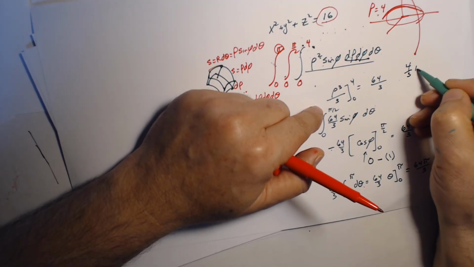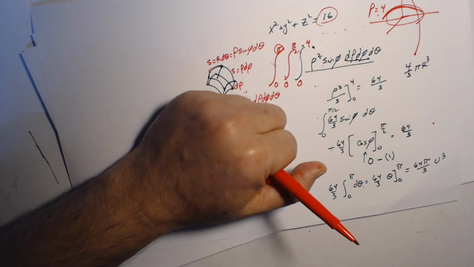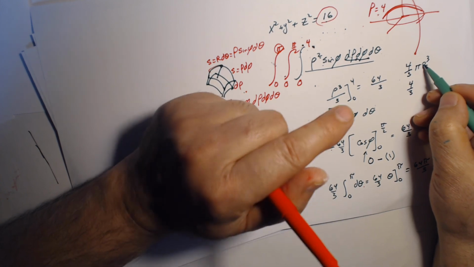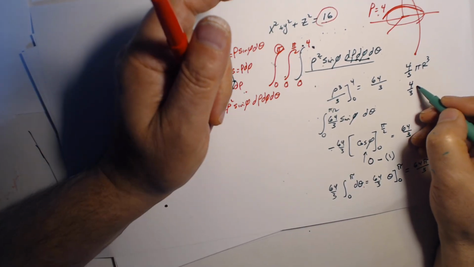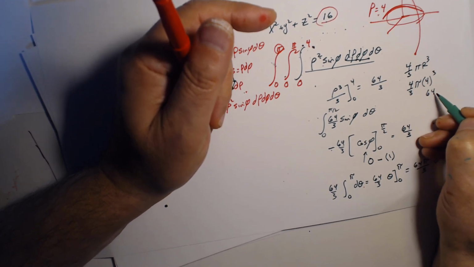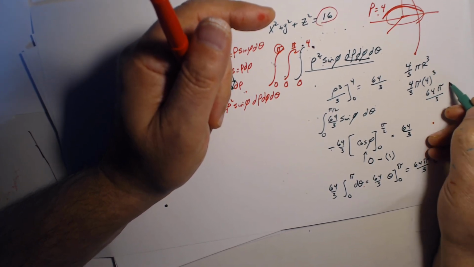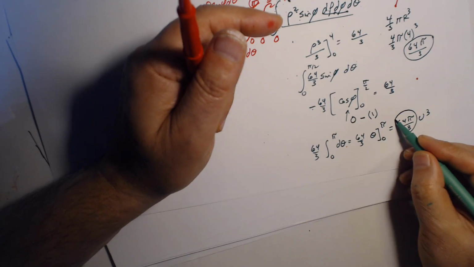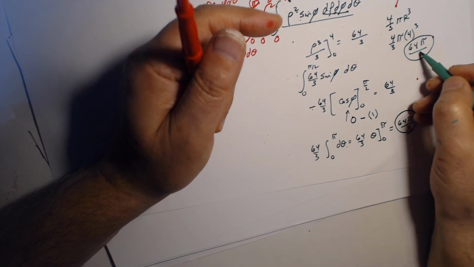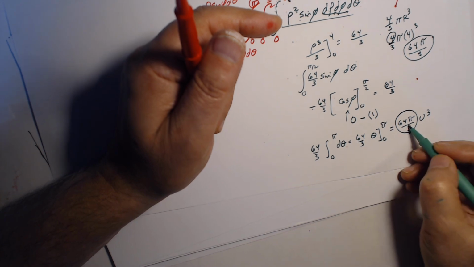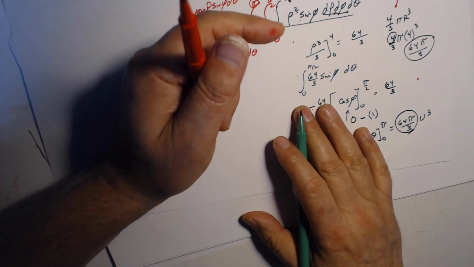But let's remember what we had. We had 4/3 πr³. That was the volume of the sphere. In here, that r is the radius of your sphere, which we call r here. 4/3 of 4³. That's 64π/3. I got 64π/3 right here. But why here is a 4, and why here we said we have to double it?